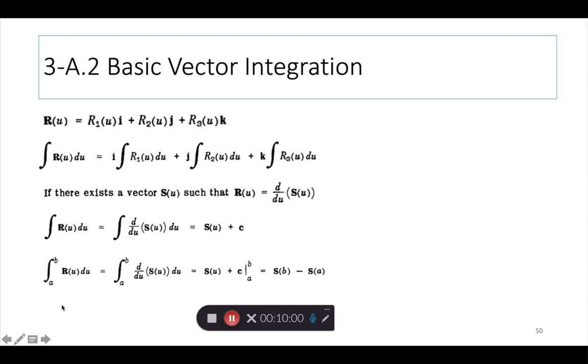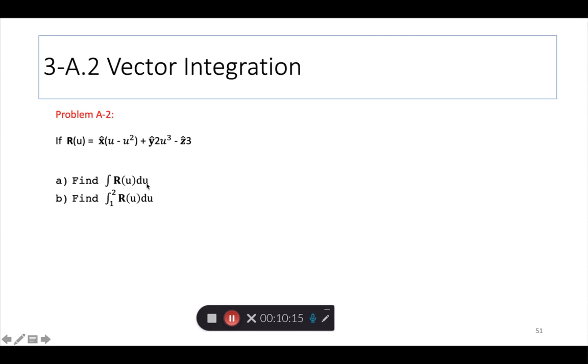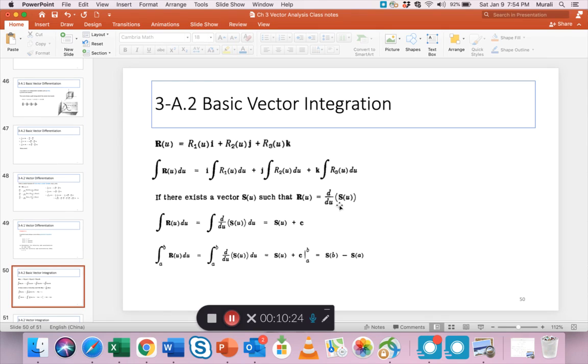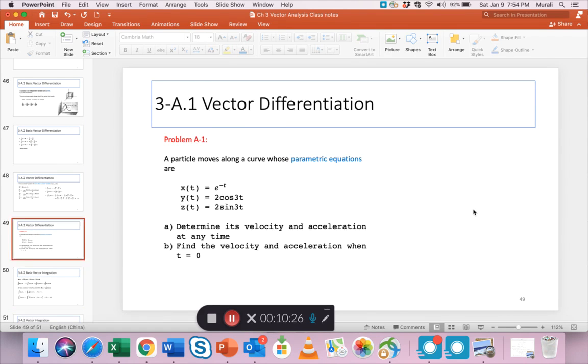Now similarly, integrating from, this is an indefinite integral and this is a definite integral. So to go from a to b, you integrate like this and you end up with something like this. So what does this mean? We have a nice little problem that we'll come back to, and we'll learn more about vector integration. Okay? All right. So that is the theory material.